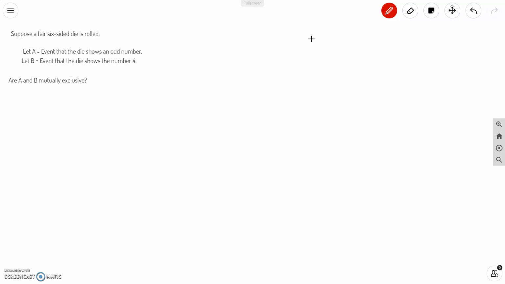So based off of the PowerPoint, we know two events are called mutually exclusive if they cannot occur at the same time. So I'm expecting that you have looked through the PowerPoint and know what this word means. From the PowerPoint, we know that if A and B are mutually exclusive, then the probability of A and B is going to be equal to 0, because if they cannot occur at the same time, then they have no intersection.